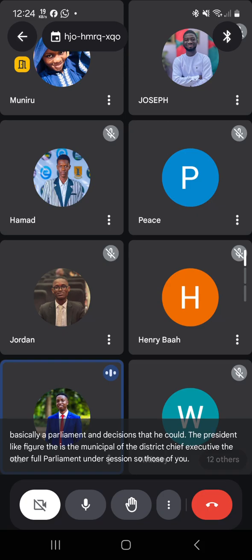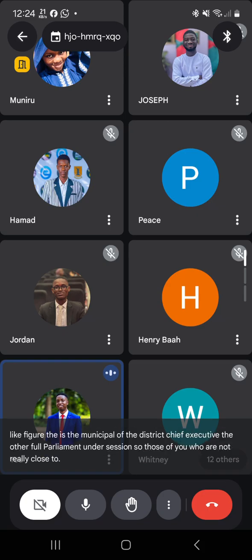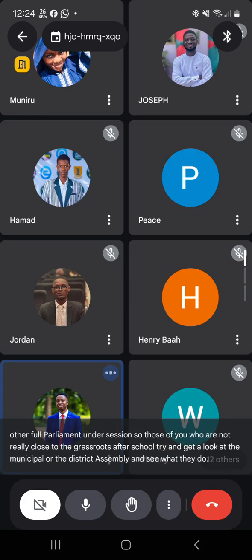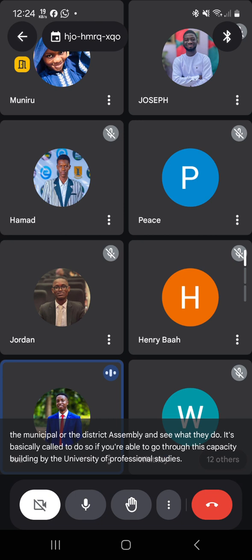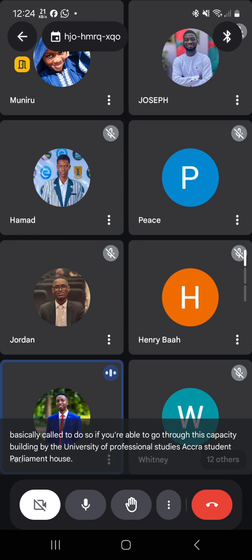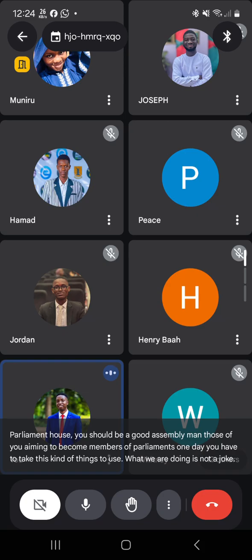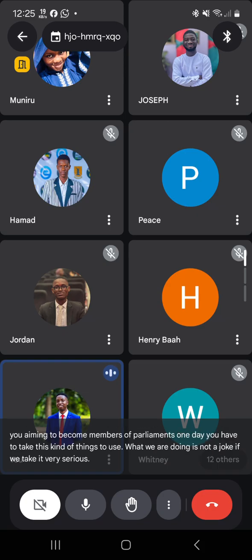So those of you who are not really close to the grassroots after school, try and get a look at the municipal or the district assembly and see how they do. So if you're able to go through this capacity building by the University of Professional Studies, Accra Student Parliament House, you should be a good assemblyman. Those of you aiming to become members of parliament one day, you have to take this kind of thing serious. What we are doing is not a joke. If you take it very serious, you would learn a bit from it.